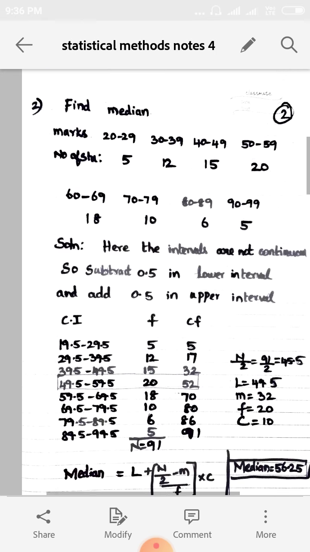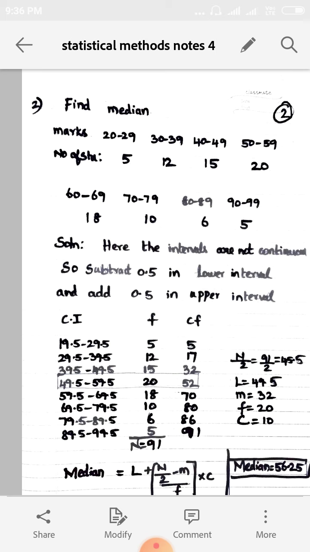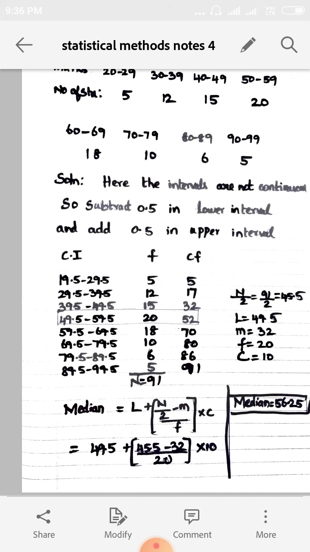Here we have to find the median. So no need to find x values and all. So simply write the frequency values, and next we have to find the cumulative frequency, right girls? So first write the frequency values, that is 5, 12, 15, 20, 18, 10, 6, 5, and find capital N, which is equal to 91. Next we have to find the cumulative frequency.